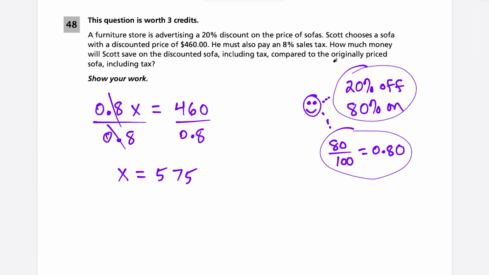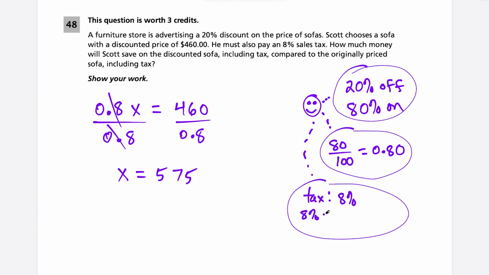But they want us to see how much money Scott will save on the discounted sofa, including tax, compared to the originally priced sofa, including tax. So one thing now we have to account for is that the tax is 8%. So when you have a tax of, let's say, 8%, a nice way to add the tax on is you could just think here 8% is 8 over 100. And this works out to 0.08. This is 8 hundredths. But when I want to add the tax onto something, what I could do instead is I can use the 0.08, or I could just say here, I'm going to multiply that price by 1.08. Okay, so the shortcut is to just do times 1.08.